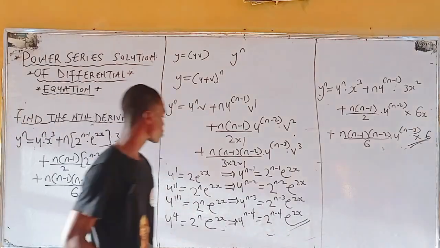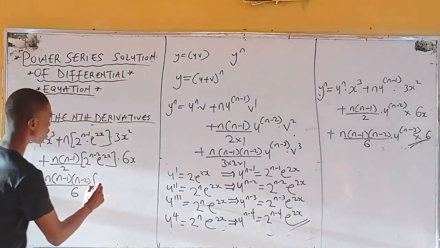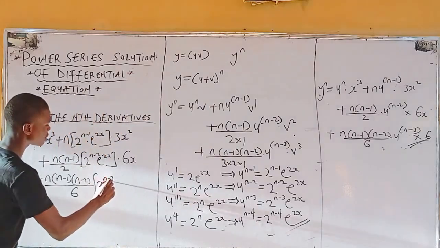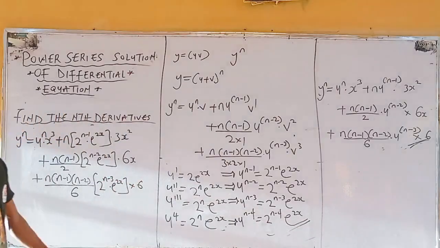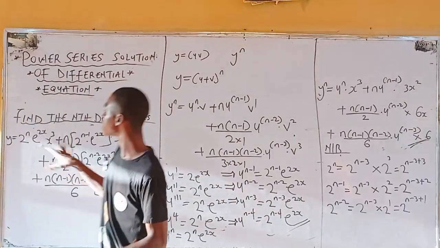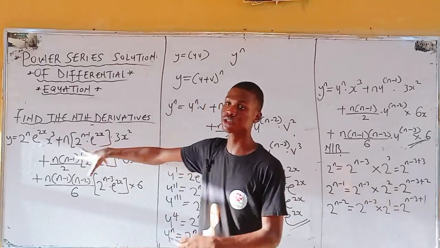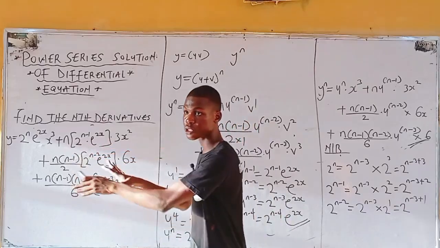u raised to the power of n minus 3 is what? 2 raised to the power of n minus 3 multiplying exponential 2x multiplying what? 6. Right? From this substitution that we've done so far, any question? Do you have any question from this substitution that we've done so far?